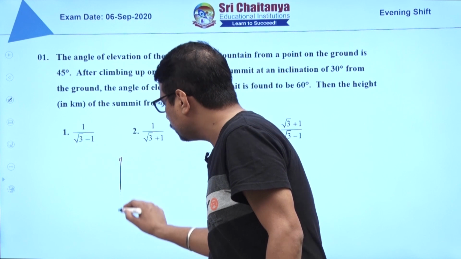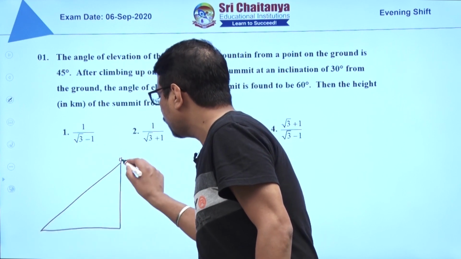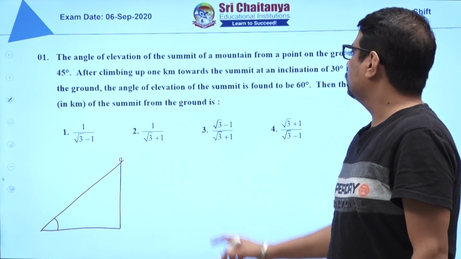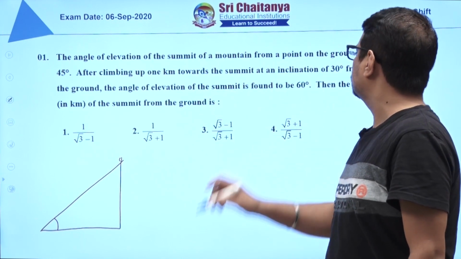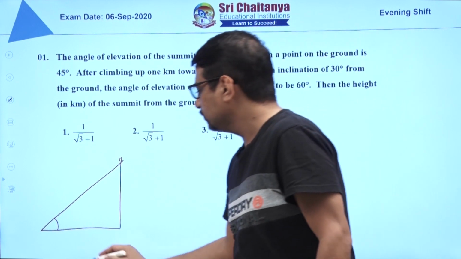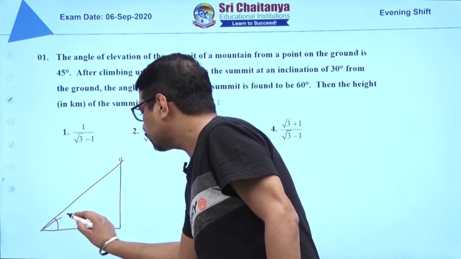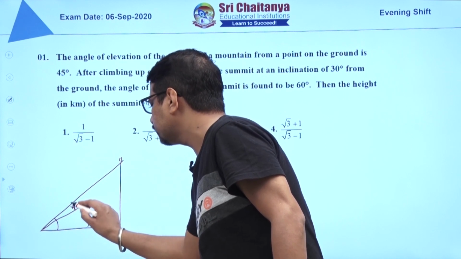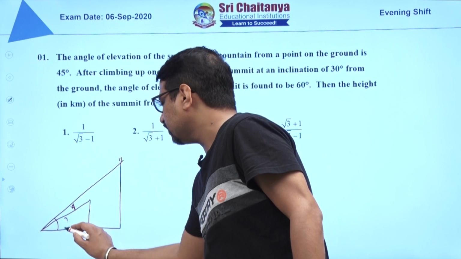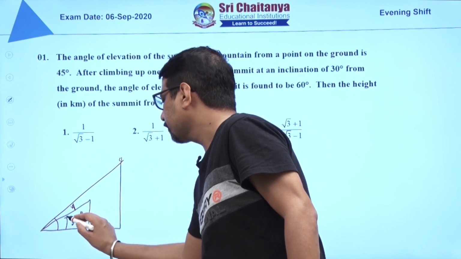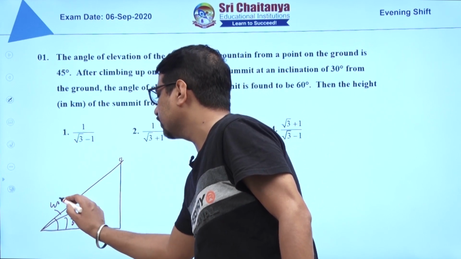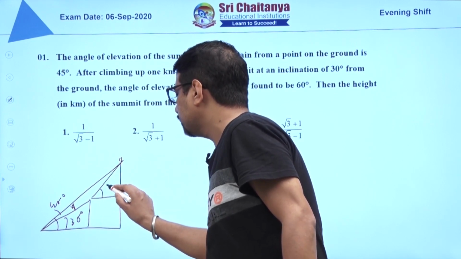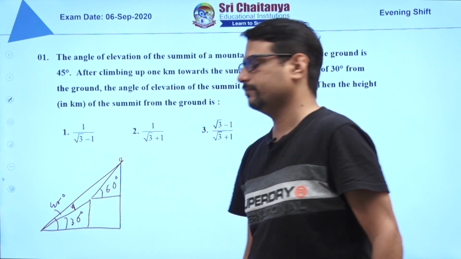Let us draw a mountain here which is making an angle of 45 degree here. Then after climbing 1 kilometer towards this at an inclination of 30 degree, the person is climbing at an inclination of 30 degree, not on the ground, for 1 kilometer. So this length covered here is 1 kilometer, and this angle given here is 30 degree, and this angle given here is 45 degree. Now once he reaches here, the new angle subtended here is 60 degree.